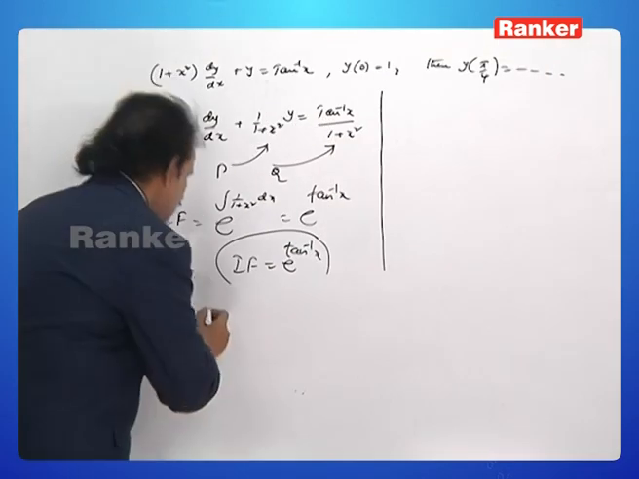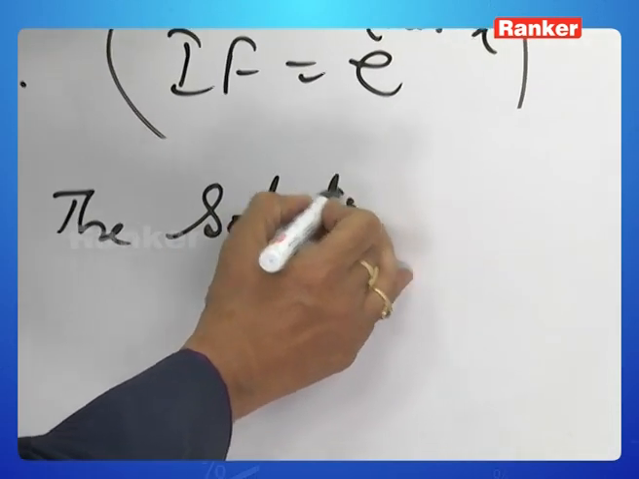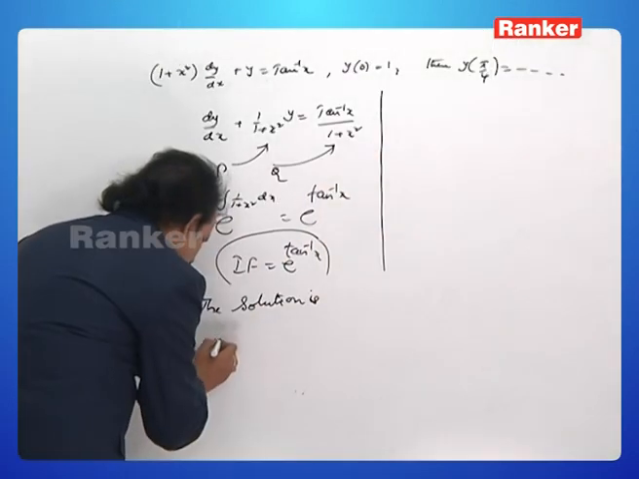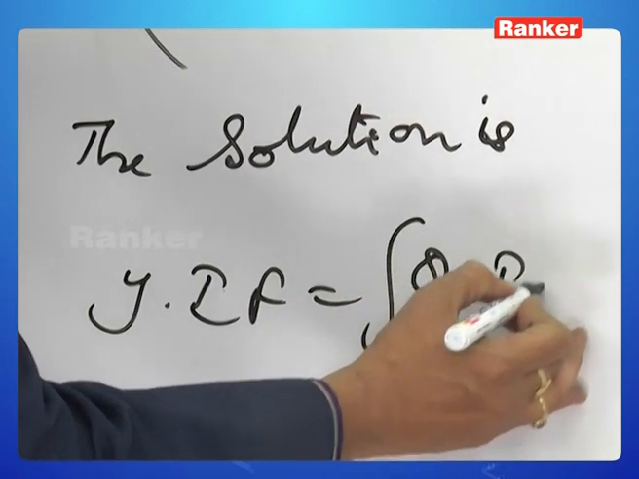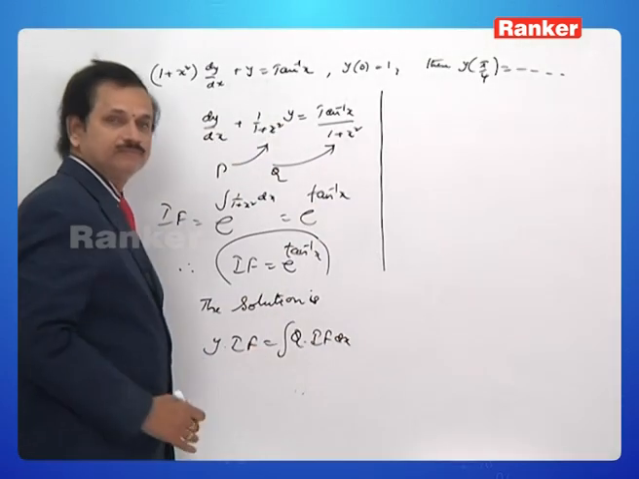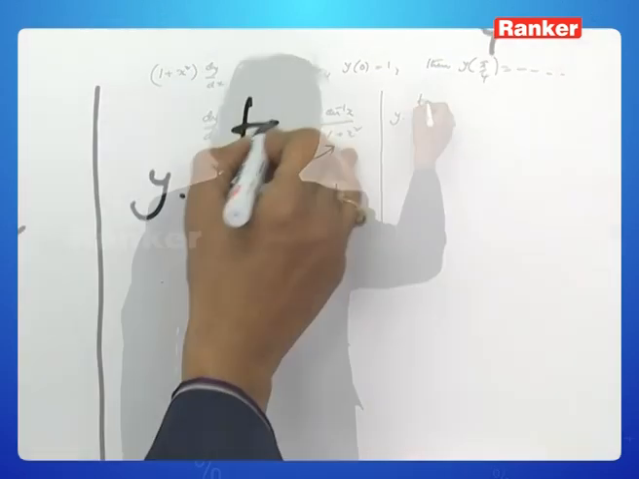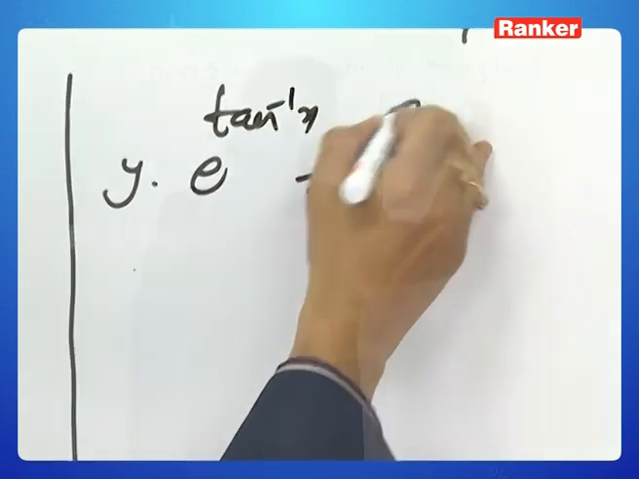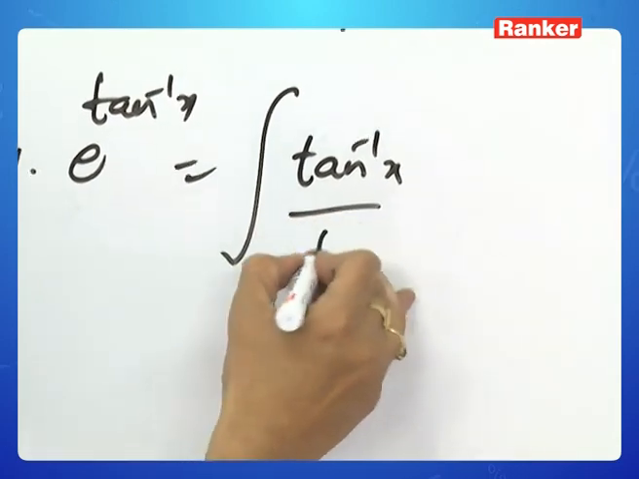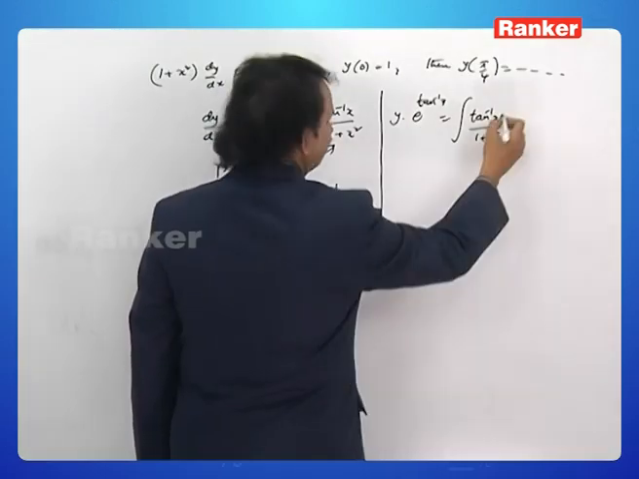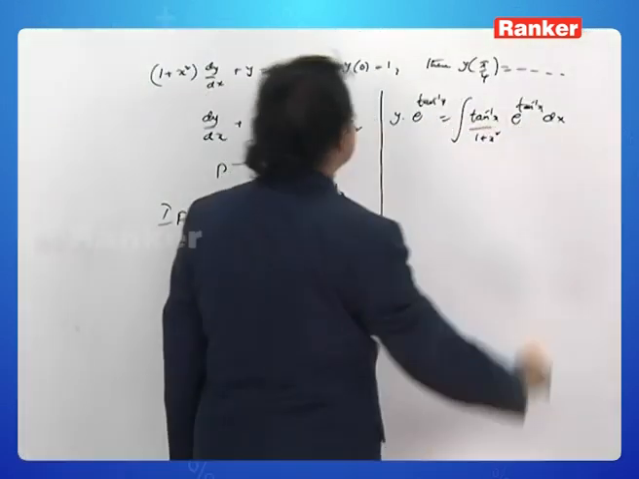Well done. The solution is y into integrating factor is equal to integral of q into integrating factor dx. That is, y into e power tan inverse x is equal to, what is q? Tan inverse x by 1 plus x square. What is IF? e power tan inverse x dx.